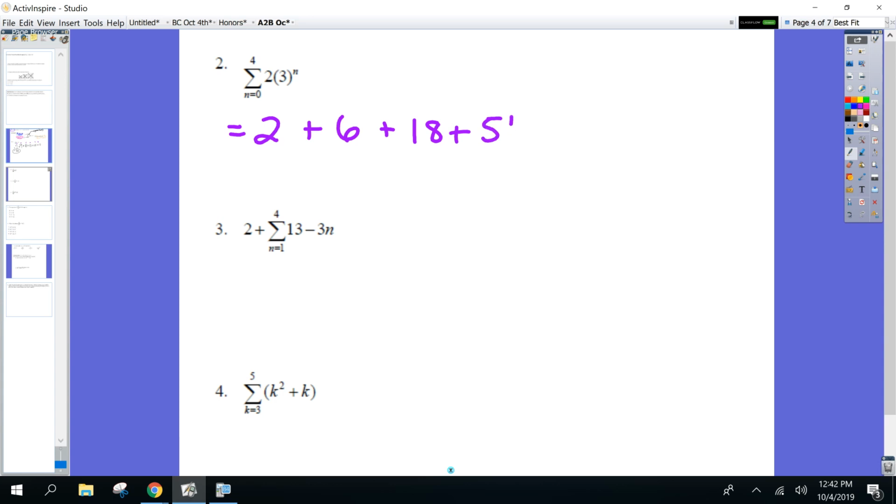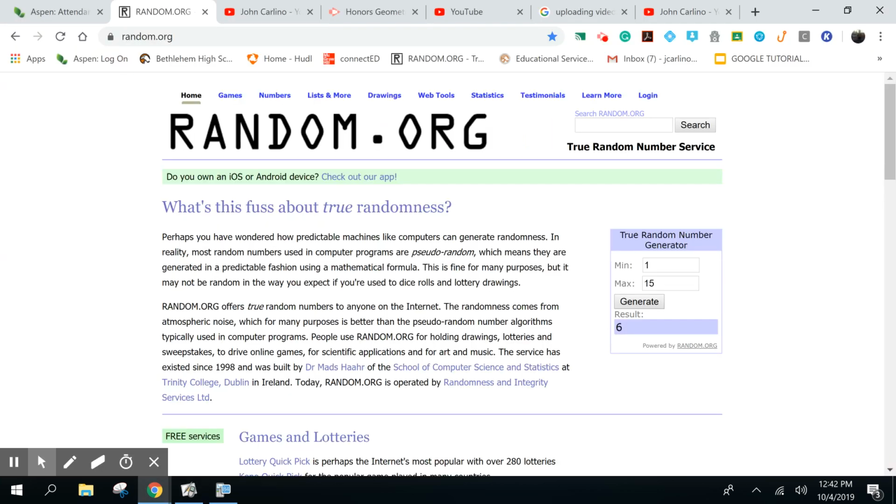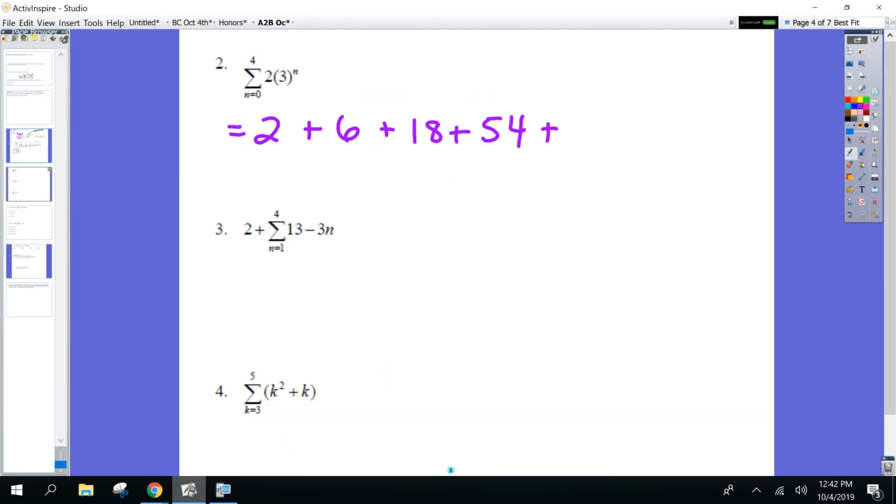$54, thank you. And now I think we're up to 4, right? Plugging in 4. 14. Thank you. And then go ahead, guys, add them up. It's not bad, right? Not bad yet. 242. How's that look? 242.